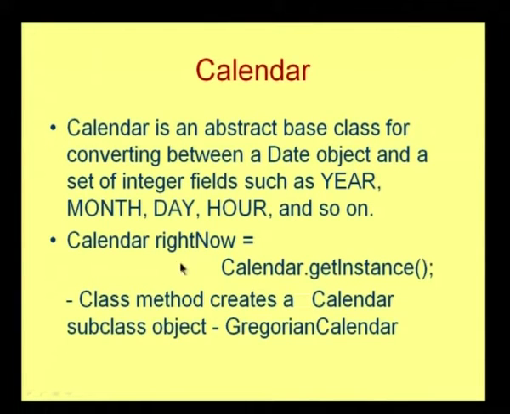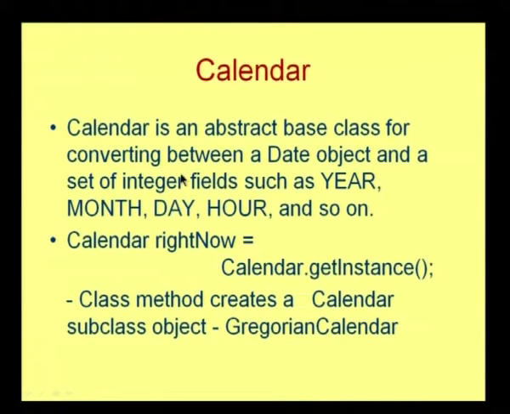So, Calendar right now is equal to Calendar.getInstance. It is obvious that the getInstance method is a static method here. Using this Calendar class I am directly accessing the static method and trying to get all the values regarding the particular date. This class method creates a Calendar subclass object called GregorianCalendar.